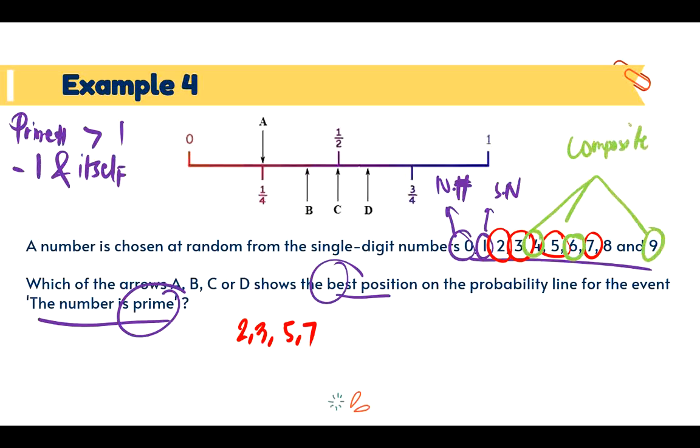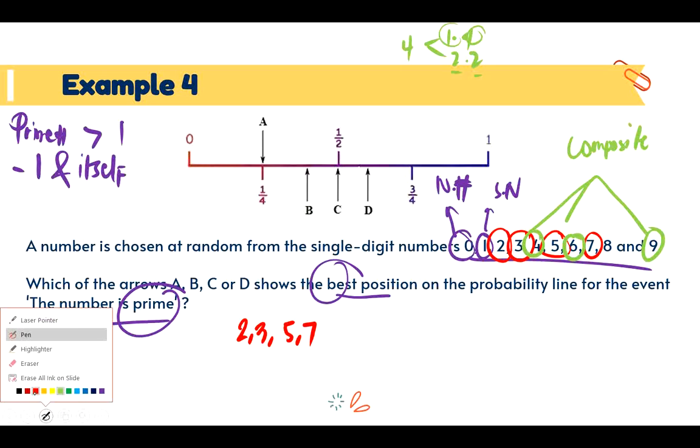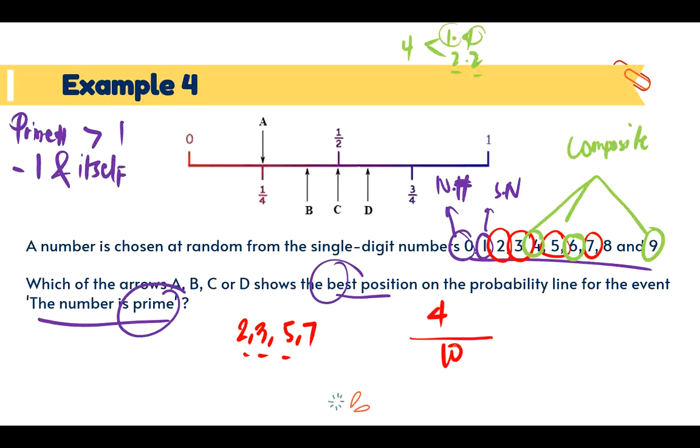Ibig sabihin, more than 2 yung factors nila. Hindi lang sarili nila yung factors nila. Okay? Like for example, yung 4. 1 times 4, 2 times 2. So more than 2. Hindi lang si 4 at saka si 1 yung factor nila, merong ding iba. Okay? So, kung ayun yung titingnan natin sa prime, so meron tayong 4, ang favorable outcome natin ay 4, ang total number of outcomes natin ay 10.